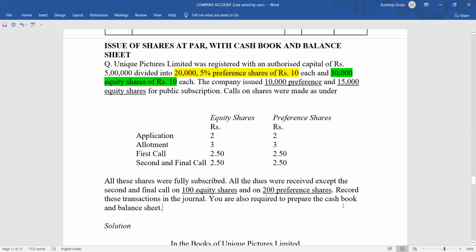That is called calls in arrear. Then coming to the next one, what is given here? Record these transactions in the journal. It's told that we have to put in the journal. You are also required to prepare the cash book and the balance sheet. Yes, we have to prepare the cash book and the balance sheet.